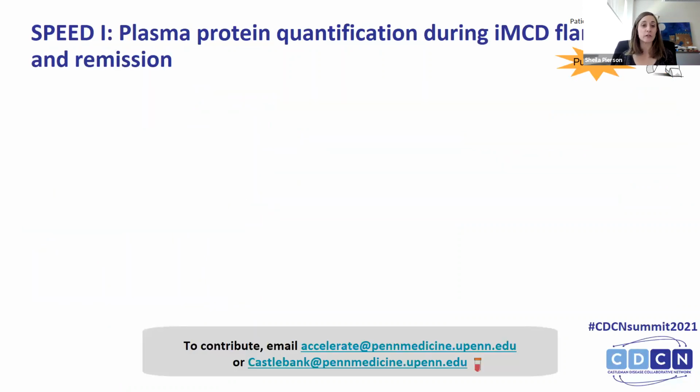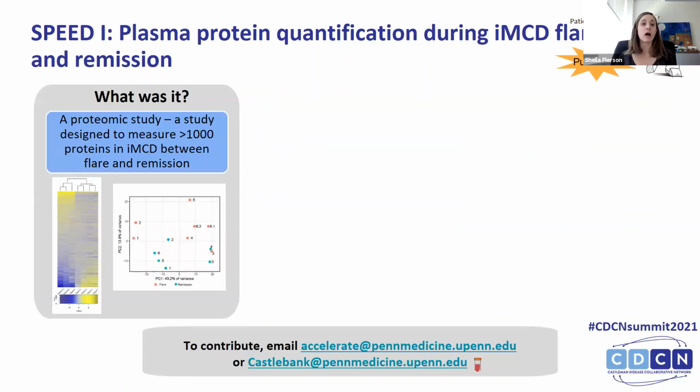So this was a similar study where we're looking in the serum, the plasma here. So we're looking in your blood, essentially looking for proteins that are elevated in flare versus remission. So in IMCD, a lot of patients have a really extreme flare and hopefully have a very consistent remission. So we want to look at the differences there.